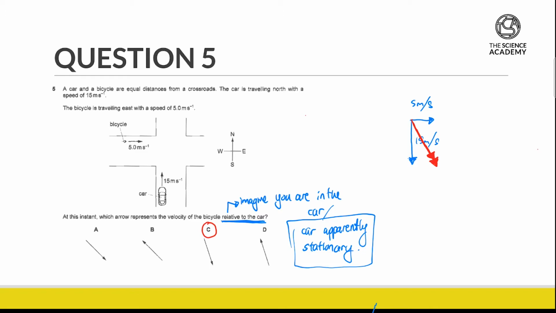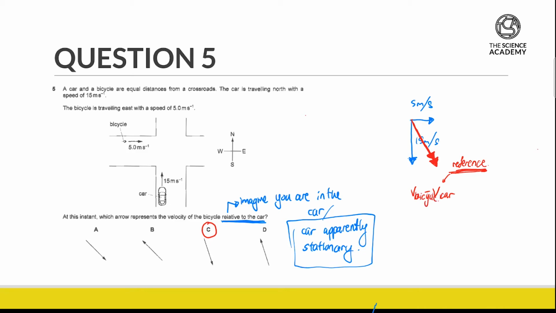Now, the technical way of doing this particular question is that we take V2 minus V1. V1 is said to be the reference object. So in this case, V1 is the car, and V2 is the bicycle.